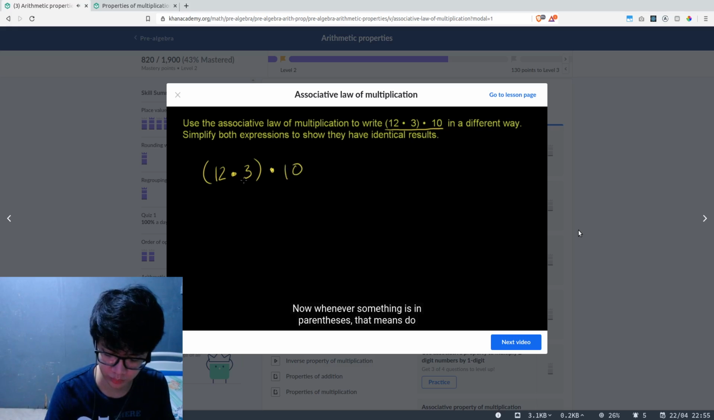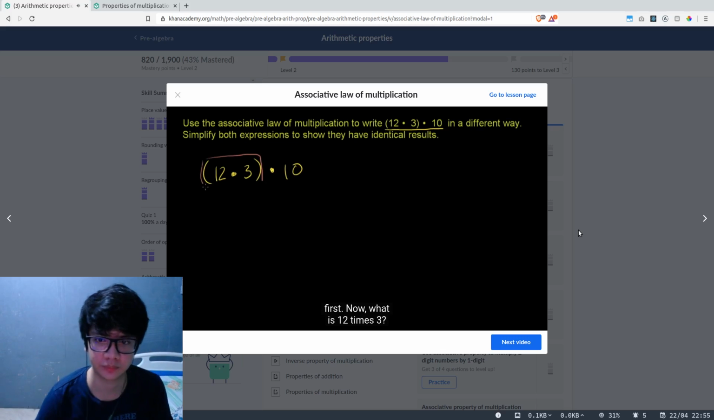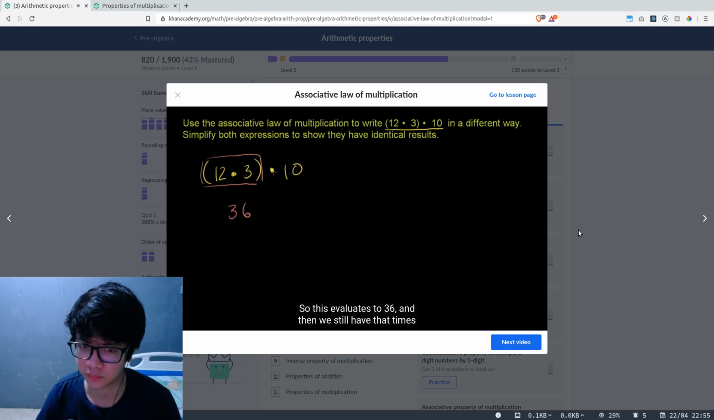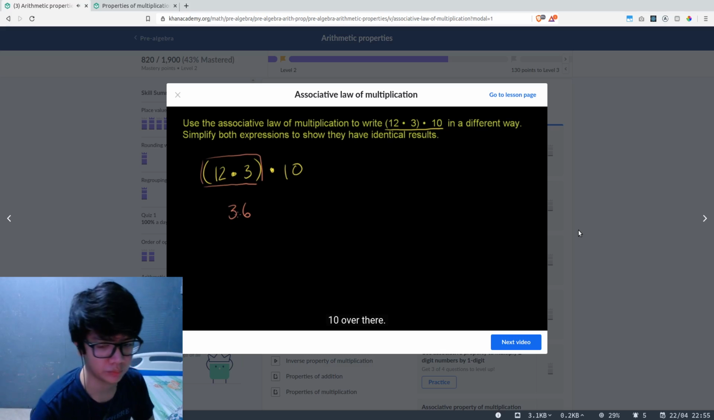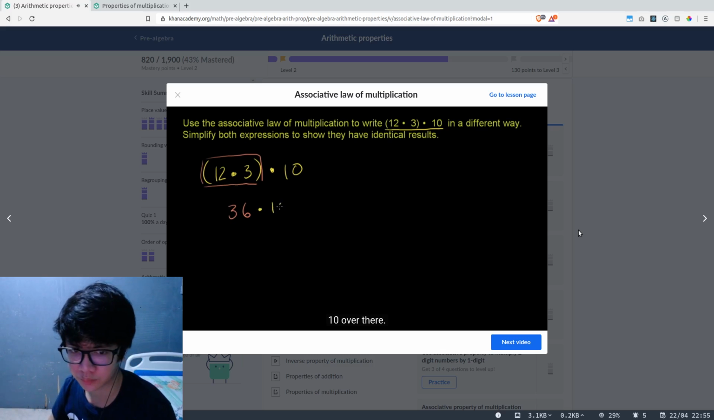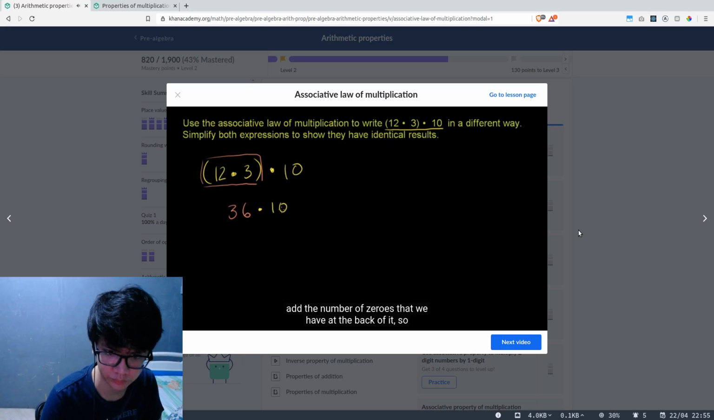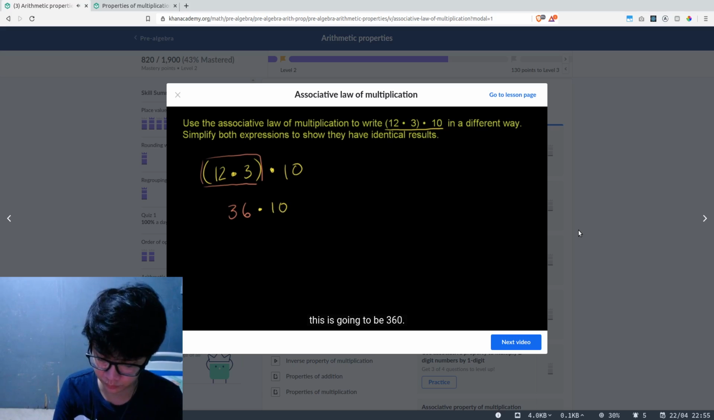Now, whenever something is in parentheses, that means do that first. So this literally says, let's do the 12 times 3 first. Now, what is 12 times 3? It's 36. So this evaluates to 36, and then we still have that times 10 over there. And we know the trick. Whenever we multiply something times a power of 10, we just add the number of zeros that we have at the back of it. So this is going to be 360.